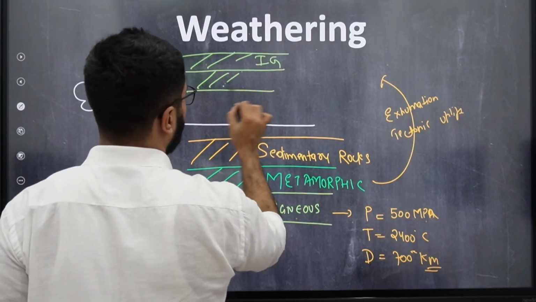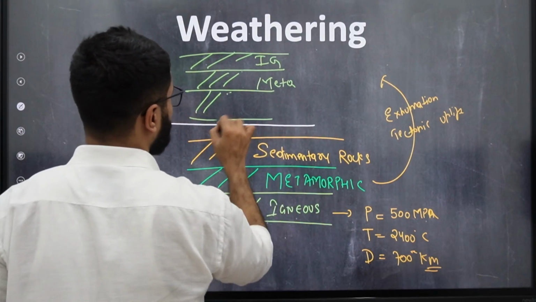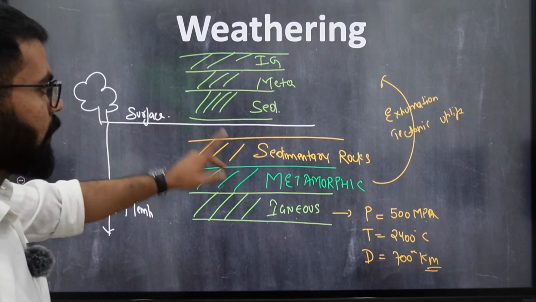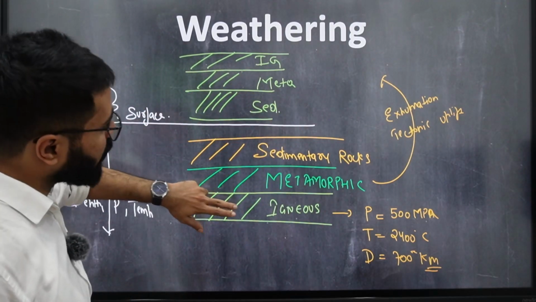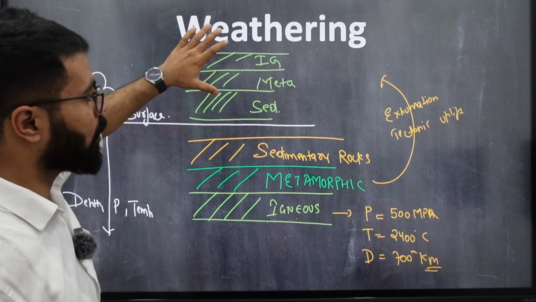I'll have this metamorphic rock over here. Don't be bothered about the sequence. I'm just giving you an example. The sequence can be any. So these igneous rocks, all the three sets of rocks, are now brought to the surface.